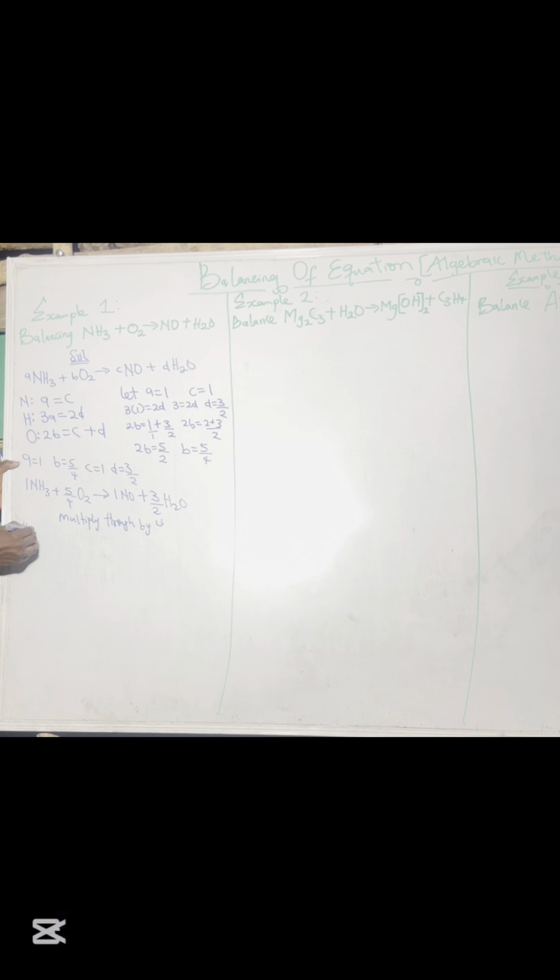That will be 4 times 1 NH3 plus 4 times 5 over 4 O2 to give 4 times 1 NO plus 4 times 3 over 2 H2O. So this turns to 4 NH3 plus, the 4 cancels the 4, 5 O2 to give 4 NO plus, 2 into 2 is 1, 2 times 3 is 6, 6 H2O. So this is the balanced equation.